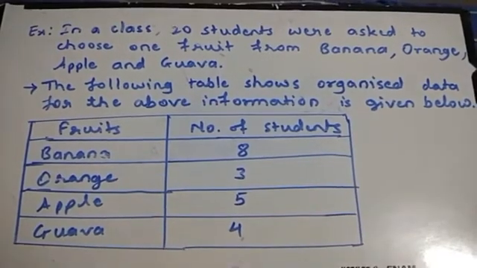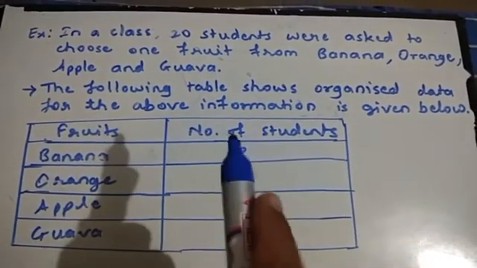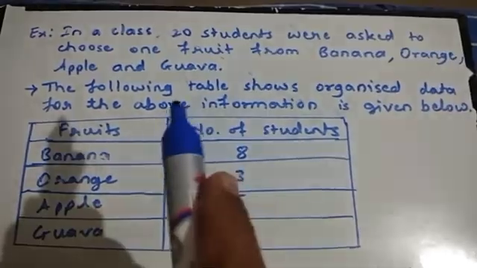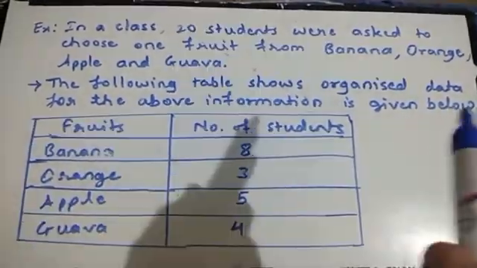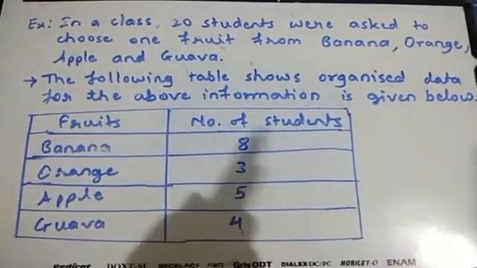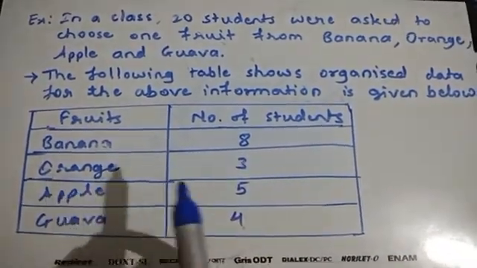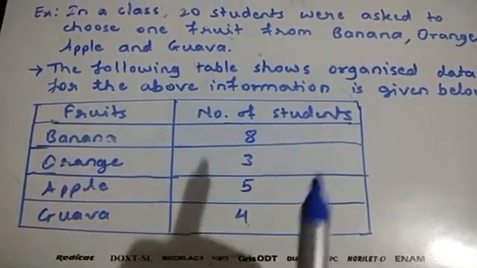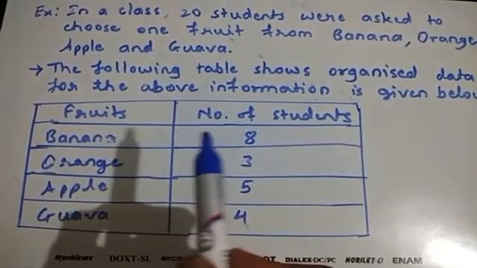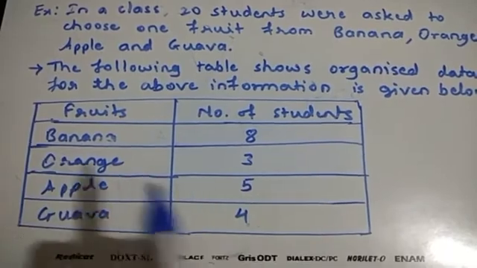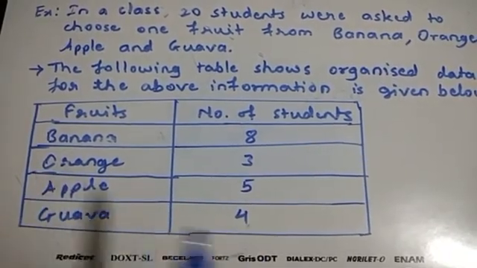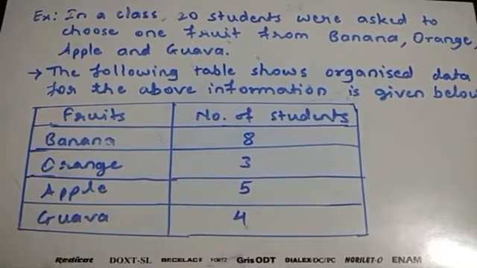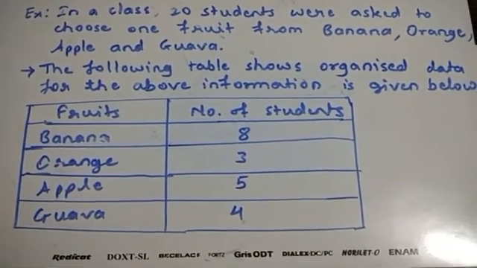Let's take one example. In a class, 20 students were asked to choose one fruit from banana, orange, apple and guava. The following table shows organized data for the above information. Here we can see the name of the fruits and the number of students. Therefore, 8 students like banana, 3 students like orange, 5 students like apple and 4 students like guava. So this information we can read easily and we can understand who likes which fruit.